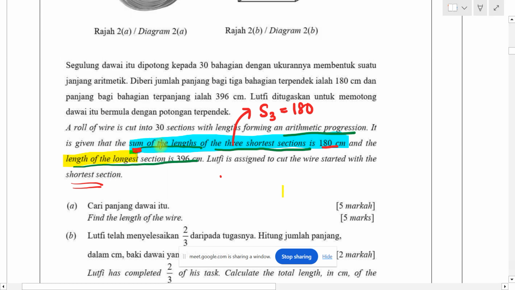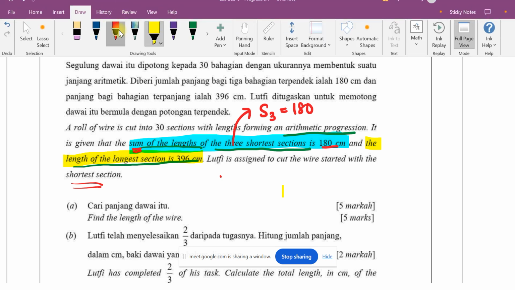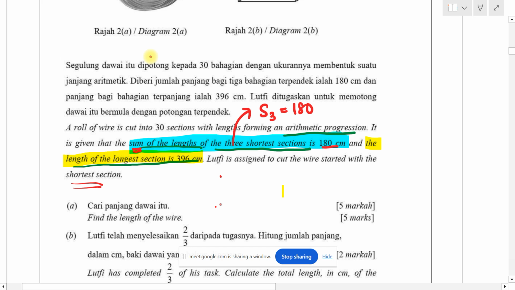Kavya, the length of the longest section is 396. What does it tell you? The final one is 396. So how do you write it in mathematical form? Tn equals 396. Correct. Very good. Tn equals 396 and it is the longest part. You can also use it as L, the last term. You have to decode what they give first.